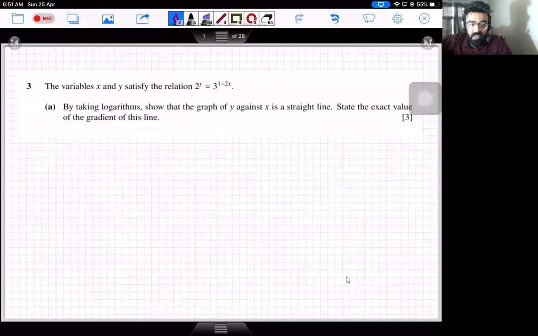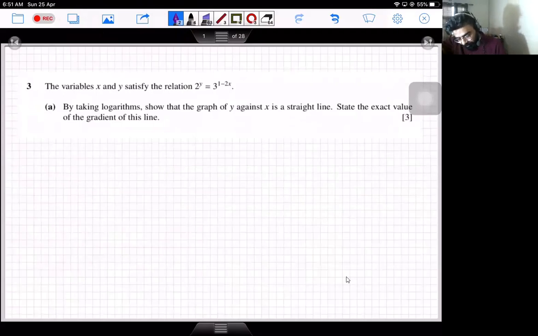Alright, so question number 3 is saying that the variables x and y satisfy the equation 2 raised to the power y is equal to 3 raised to the power 1 minus 2x. Part A is saying that by taking logarithms, show that the graph of y against x is a straight line. State the exact value of the gradient of this line.